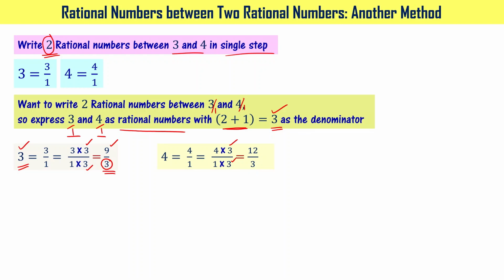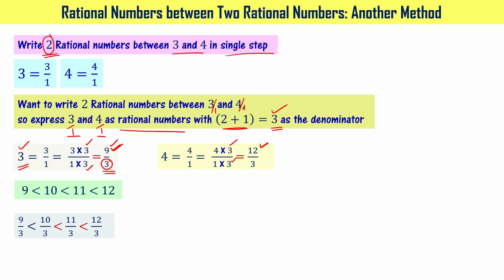Now look at the numerators, 9 and 12, right? Can I write like this? 9 is less than 10, that is less than 11, that is less than 12, right? This is what you have learned in the case of integers or whole numbers. Now just divide every number by 3. So you can say that 9 by 3 is smaller than 10 by 3, that is smaller than 11 by 3, that is smaller than 12 by 3, right?